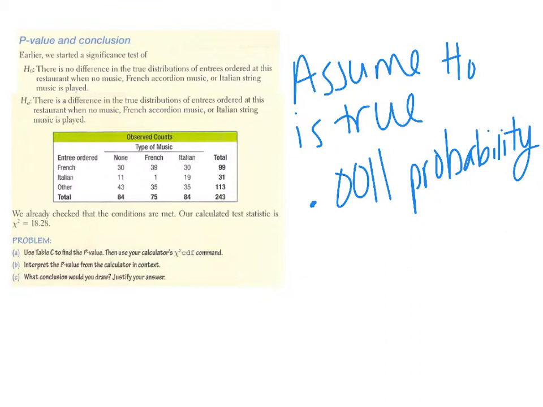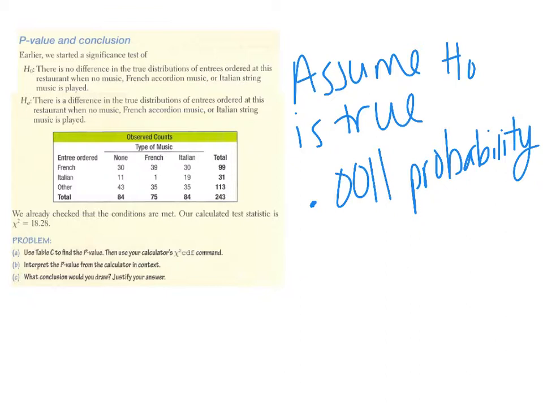But again, you have the stem for this on the front of your inference chart. So assuming that your null hypothesis is true, there's no difference in the true distribution of entrees ordered in this restaurant when no music, French accordion music, and Italian music is playing. There is a 0.0011 probability of observing a difference in the distributions of entrees ordered among the 3 treatment groups as large or larger than the one in this study. So that would be my p-value in context there.